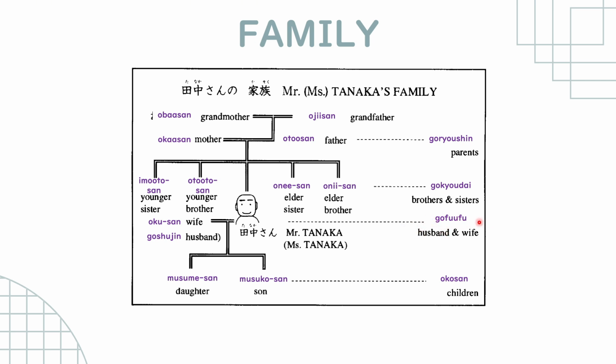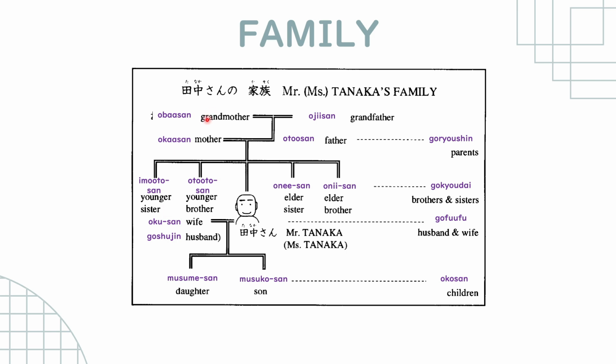Okay, go-fufu. And then we have other people's daughter, musume-san. Other people's son, musuko-san. And then other people's children, oko-san. This term is, I think, only used specifically when you are talking about other people's children. So you see here imoto-san, ototo-san, okusan, right? Onesan, onisan. They all have the suffix san. If you remember, the suffix san means that you're being respectful to the person. Okay, so that's how you would address your family members and other people's family members.